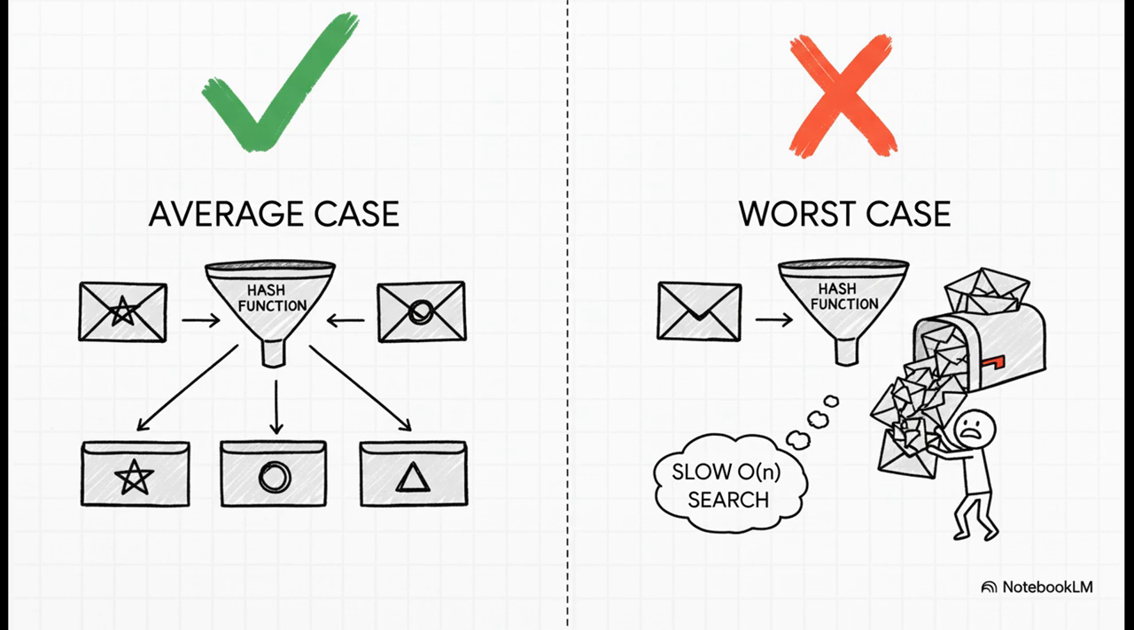We call that a collision. And in the absolute worst case scenario, you're right back to searching a list one by one, which is a slow O(n) operation. Knowing that difference is crucial.